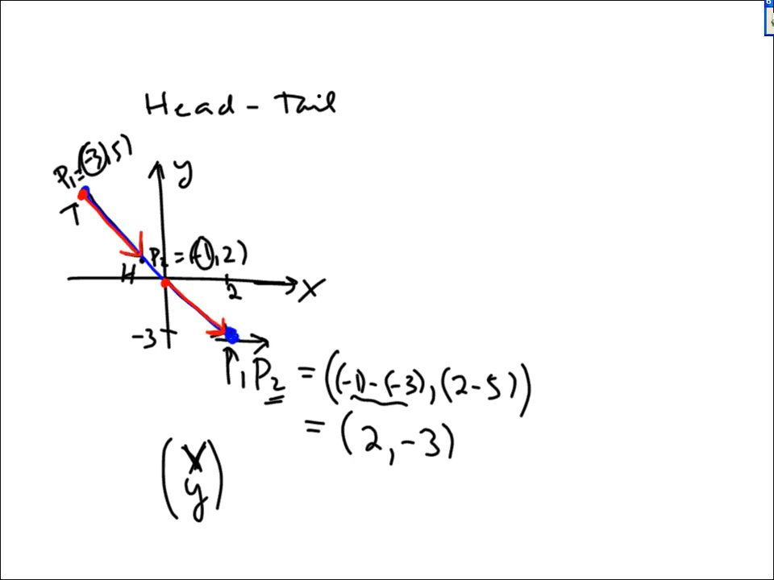All I did was move this point down 5 and 3 to the right. I went down 5 and 3 to the right. So I take the tail, I go down 5 and 3 to the right, means I add 3. And I'll get the answer that I got down here.